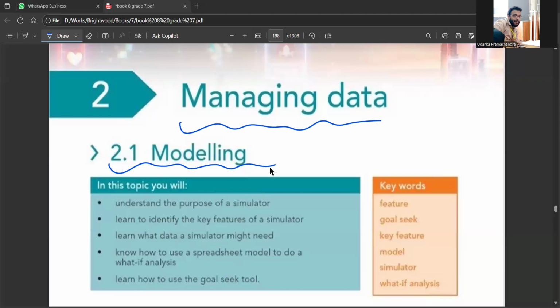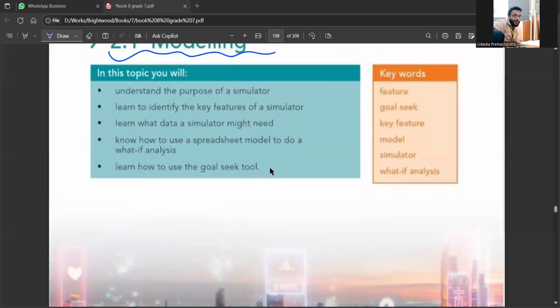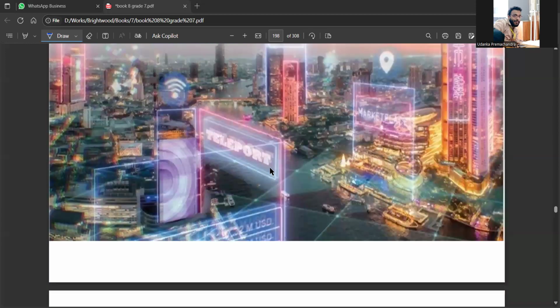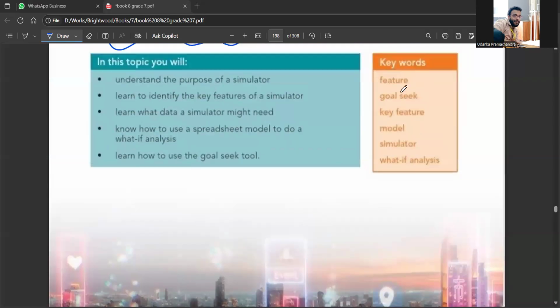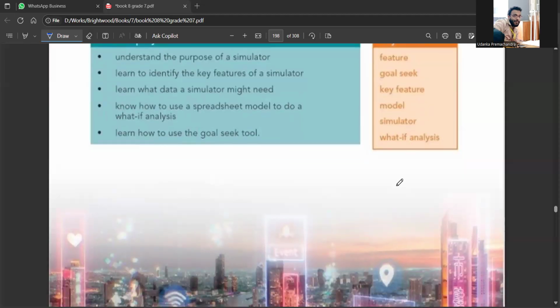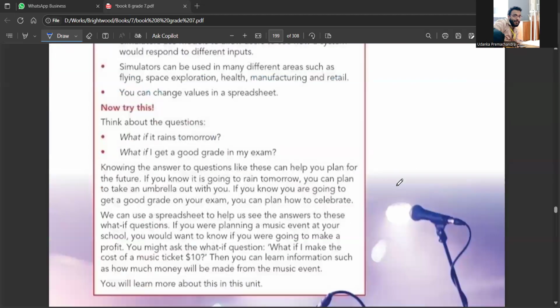Okay. Yes, we will discuss modeling. First of all, what is modeling? In this lesson you have to follow some keywords: feature, goal seek, key features, model, simulator, what-if analysis, something like that.